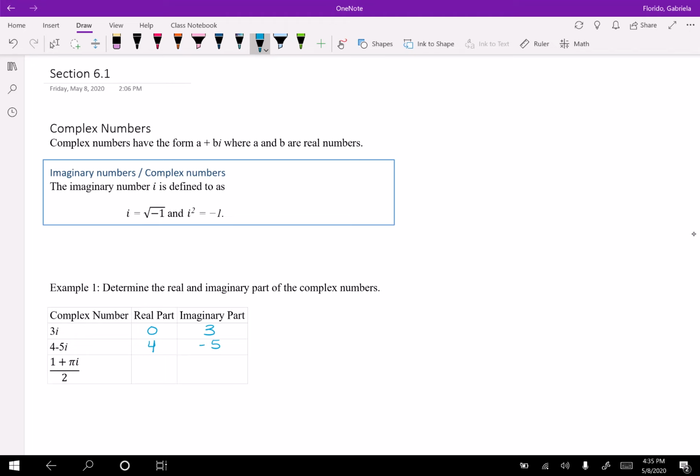This one's a little bit tricky here. Notice that the 2 is dividing that whole complex number up there. So I could rewrite this as 1/2 plus pi over 2 i. Now when I write it in this a plus bi form, we can clearly see what my a is, my real part, and what my imaginary part is. So my real part is 1/2, my imaginary part is pi over 2.